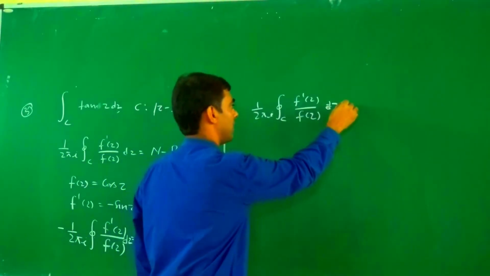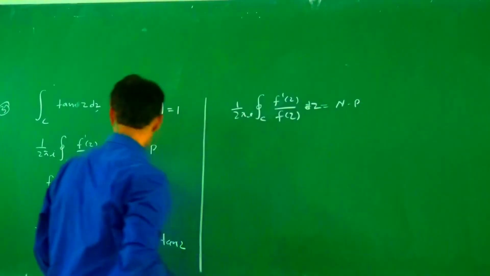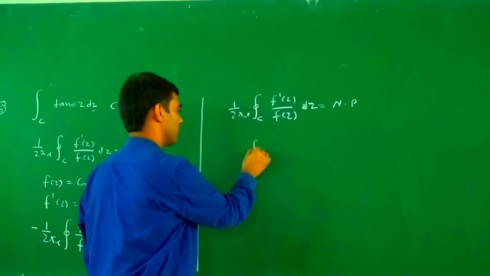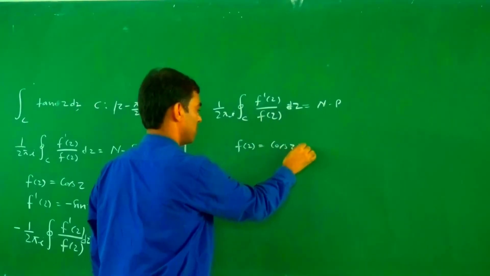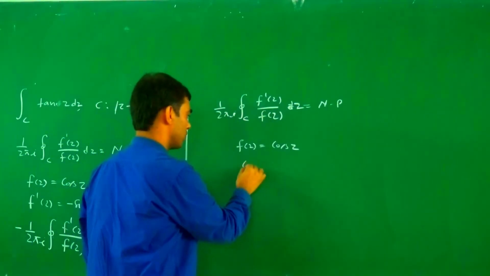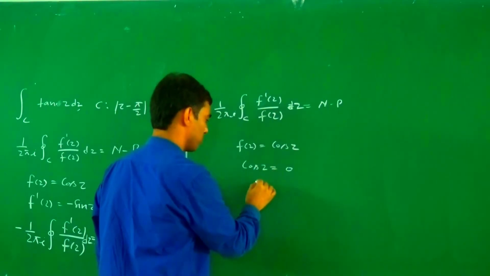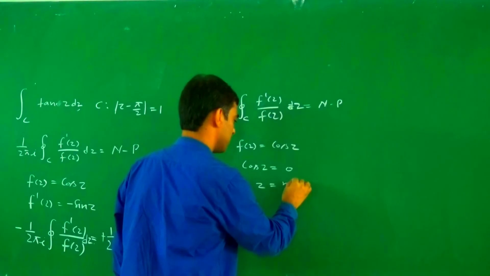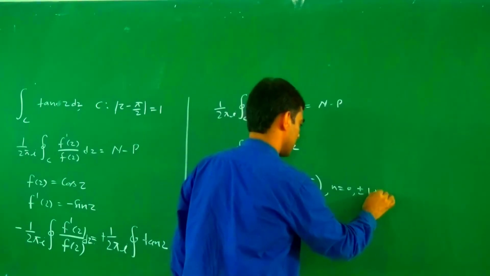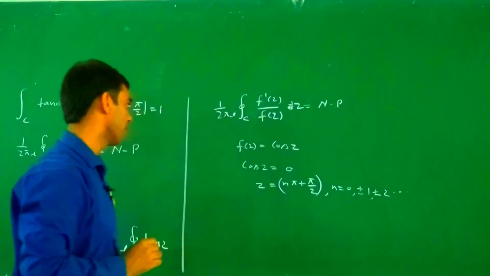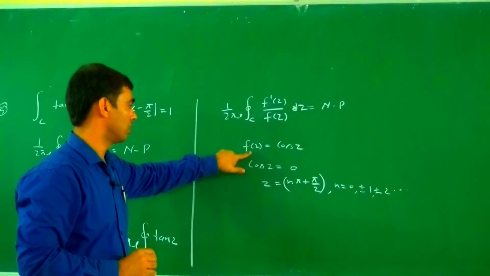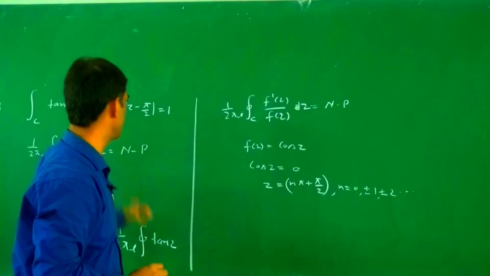It equals n minus p. Now if we compare, what is f z? f z equals cos z. Here only zeros exist, there is no singular point. So cos z equal 0, and what is the value of z? z equals n pi plus pi by 2, for n equal 0, plus minus 1, plus minus 2 and so on. These are the values where f z equals cos z equal to 0.